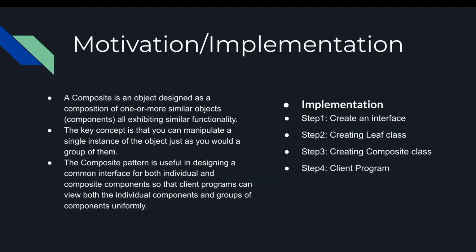Motivation and implementation. Motivation. A composite is an object designed as a composition of one or more similar objects, components, all exhibiting similar functionality. The key concept is that you can manipulate a single instance of the object just as you would a group of them. The composite pattern is useful in designing a common interface for both individual and composite components so that the client programs can view both the individual components and groups of components uniformly.